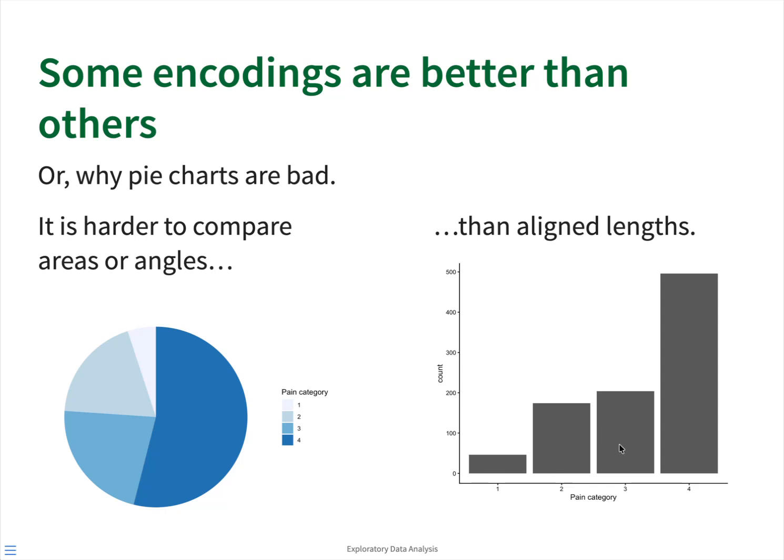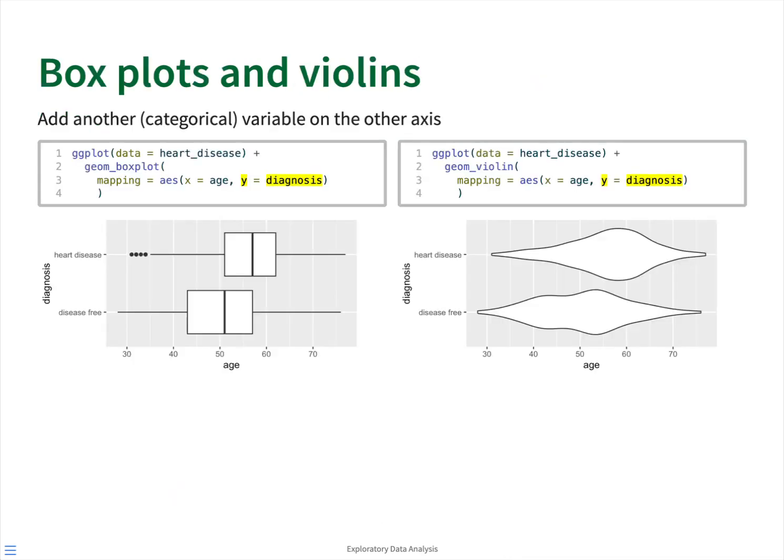For example, we can see here that these two middle bars are relatively similar in height. They correspond to these two middle shades of blue in the pie chart. And it's much easier to tell in the bar graph that 3 is slightly higher than 2 and get an accurate idea of by how much than it is to try and use the areas or angles from this pie chart. That's why it's very rare to see pie charts these days.